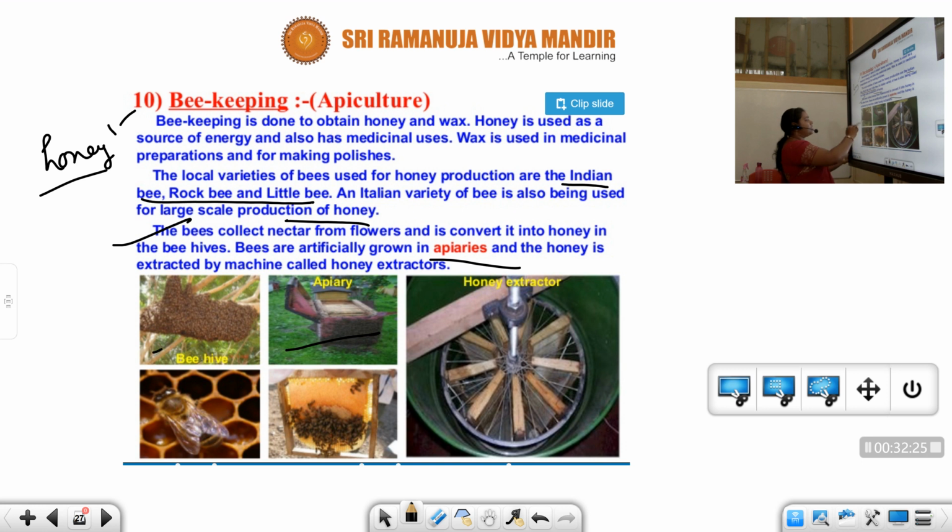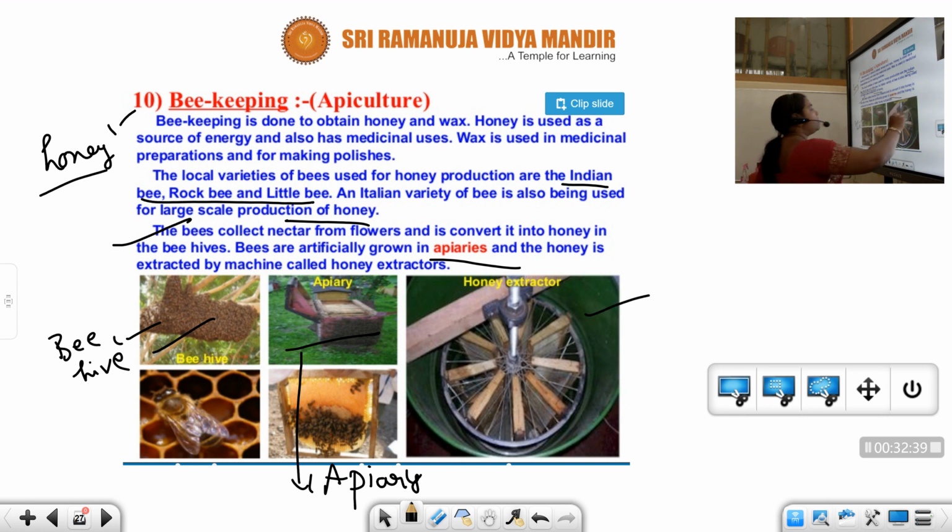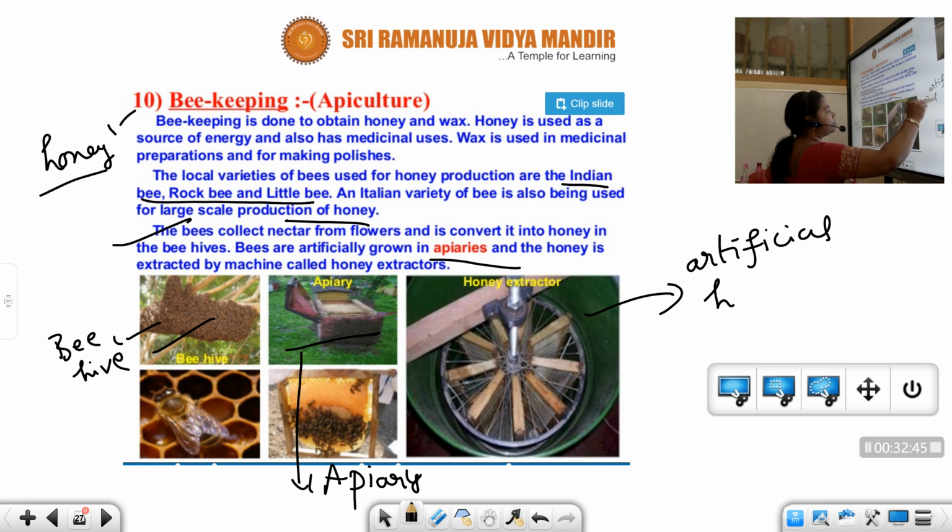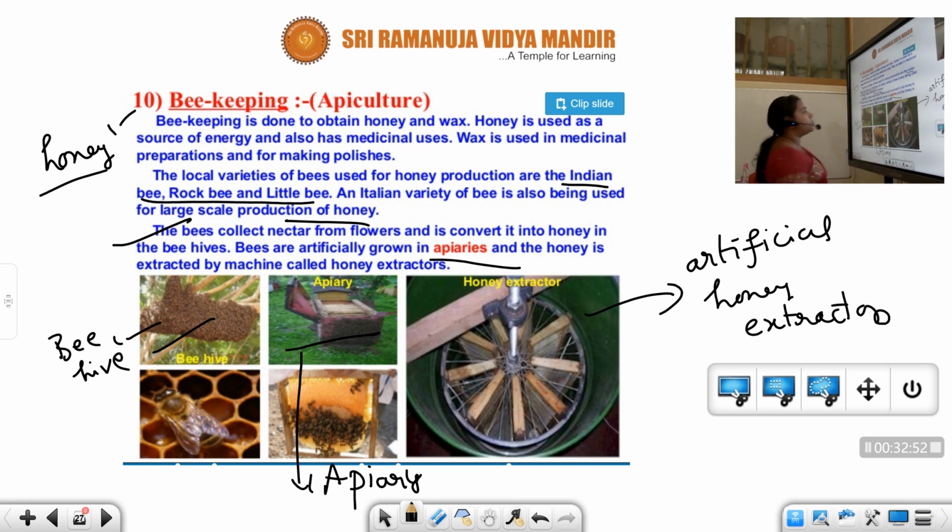So this is the apiary, this is the beehive, and see students, this is the beehive, and this one is the apiary. And see, this is the artificial honey extractor. So it's like a machine. With this machine we can extract the honey artificially from the beehive.